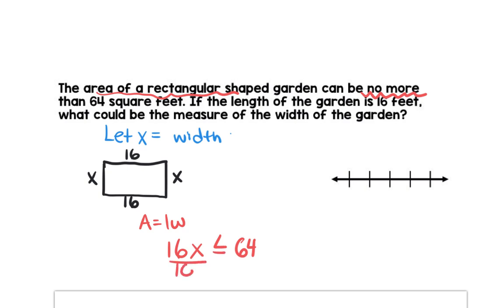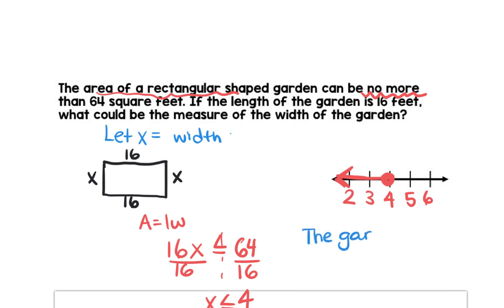So from here, I'm going to divide both sides of my inequality by 16. And I'm going to get 4. So we know that our width, if we wanted to graph this here, has to be less than or equal to 4. And because this question was given to us in words, we need to write an answer in words. We're going to go back to the question, what could the measure of the width of the garden be? The garden can be no more than 4.